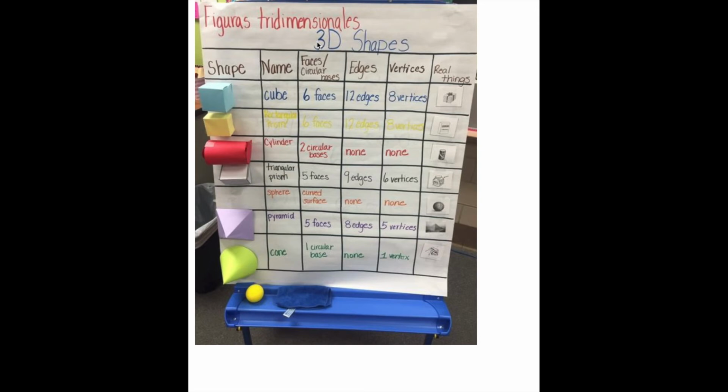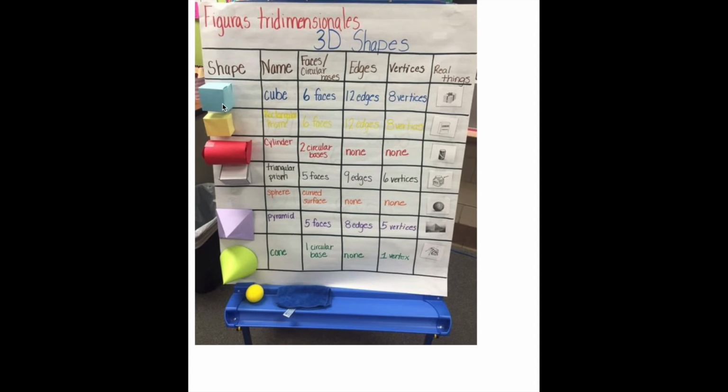So we already know what faces are. Our faces are the flat things that we can see. We know that our edges are the lines that are connecting two faces. And then we have our vertices, which are our corners, okay? So it's going to ask you to name the shapes, and it's going to ask you how many faces, how many edges, and how many vertices. This one is also giving you an example of something real. So for example, this is a cube. And how many faces? We have 1, 2, 3.